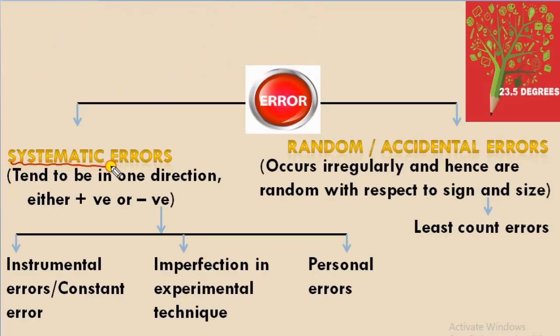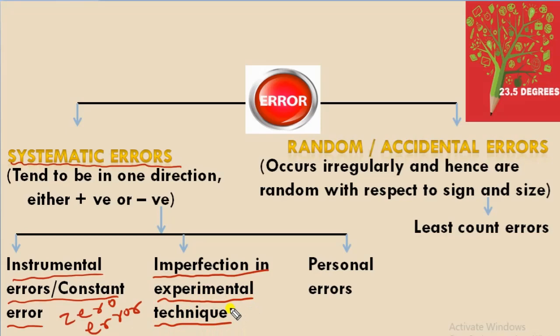Now what are the things that may cause the occurrence of systematic error in any measurement? There are three causes that are mostly responsible for the occurrence of systematic error. Number one is instrumental error, which we also know as constant error or zero error. Number two is imperfection in experimental technique, that is, there is a flaw in the way you are taking the measurement. It may be caused by your false procedure or even due to the effect of the surroundings. Or systematic error may also be caused by personal error, that is, due to the personal bias of a person taking the measurement. Let's talk about each of them one by one.